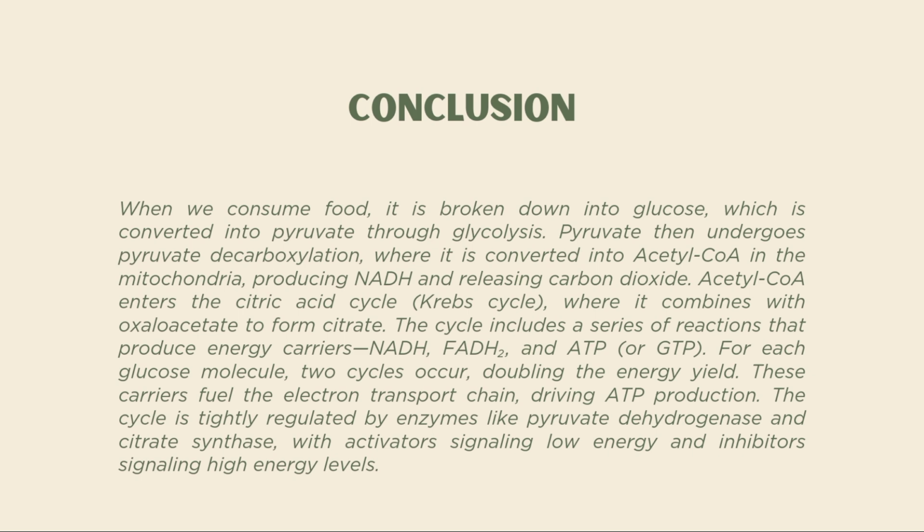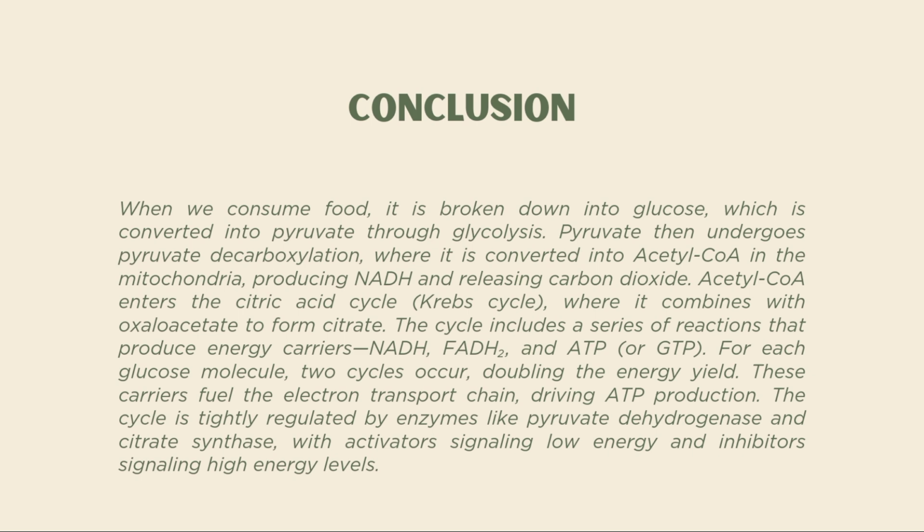Alpha-ketoglutarate undergoes a similar transformation, producing another NADH molecule and carbon dioxide while forming succinyl coenzyme A. This is followed by substrate-level phosphorylation, converting succinyl coenzyme A into succinate and generating ATP or GTP. Next, succinate is oxidized to fumarate, producing FADH. Fumarate is hydrated into malate, which is then oxidized to regenerate oxaloacetate, completing the cycle. This last step also produces NADH.